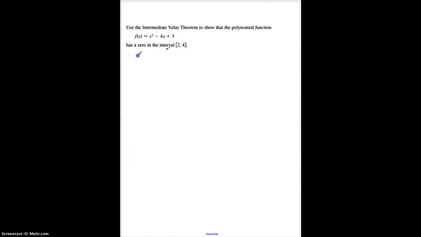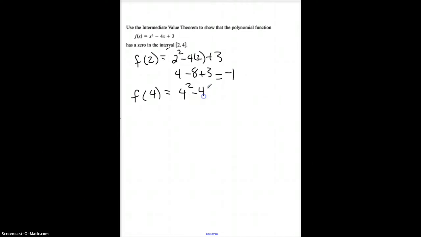So let's find f evaluated at 2. That's 2 squared minus 4 times 2 plus 3. So it's 4 minus 8 plus 3. So that's what? Negative 1 plus 3. So this is negative 1. f at 4, now I'm checking the endpoints, is equal to 4 squared minus 4 times 4 plus 3. That cancels, so we're just left with plus 3.